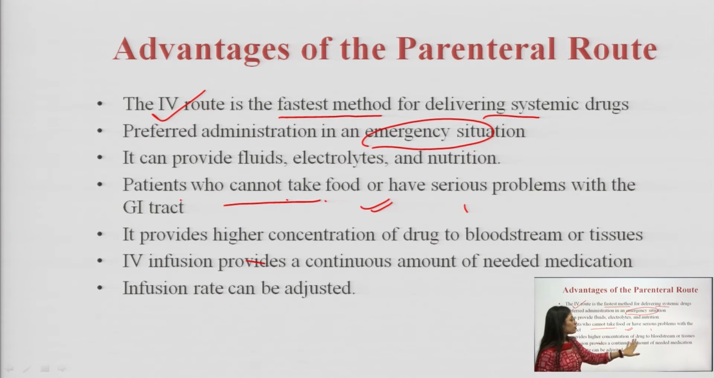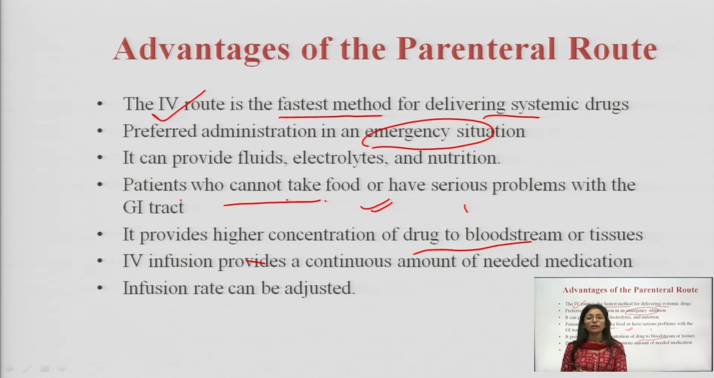It provides high concentration of drugs in the bloodstream or tissues. Obviously, as we are directly incorporating our drug inside the bloodstream, it can be used further for the patient. IV infusion provides a continuous amount of needed medication. The infusion rate can be adjusted. You have seen in hospitals that there are drips placed, and we can adjust the speed of the drip.